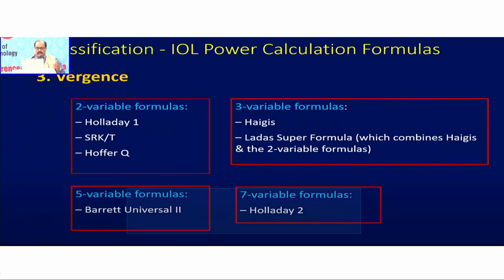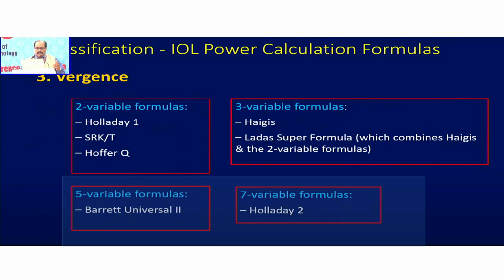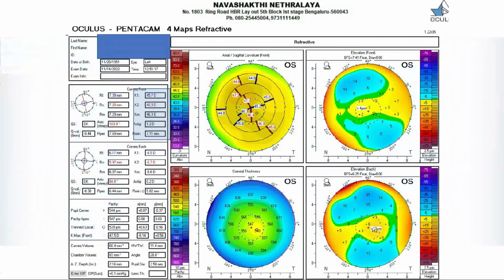Deliberately, I use the slide of the KSOS president. If given a choice, which formula to use, the higher the variables the formula uses, the better the formula is. So obviously, you will know that the 5 variable and the 7 variable formulas are better. 7 variable Holladay 2 is not freely available online. It's available only to IOL Master users, but Barrett 5 variable is available.